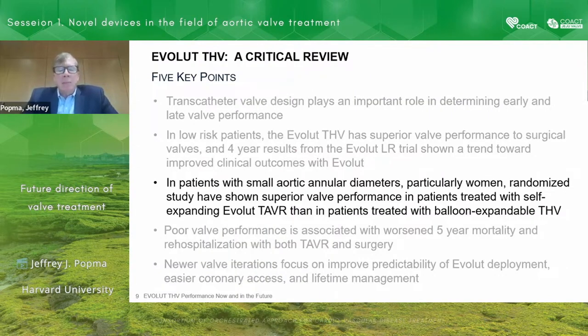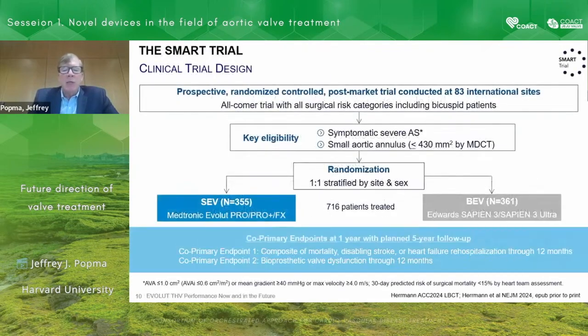Now, our next step was to prove the benefit of the supra-annular technology for TAVR compared to other annular devices like the balloon expandable SAPIEN. We performed and presented at the ACC meeting this year with Howard Herrmann the results of our SMART trial, which focused on patients with small aortic diameters with a heavy enrichment of women. We showed there was superior valve performance in patients treated with self-expanding Evolut compared to those treated with balloon expandable. Let me show you a little bit more detail.